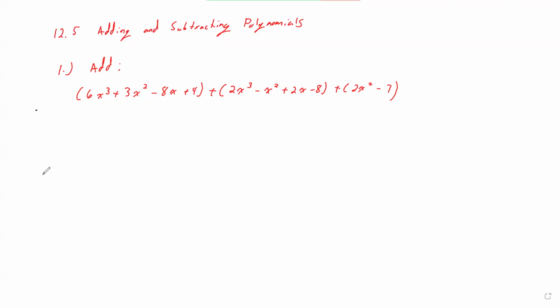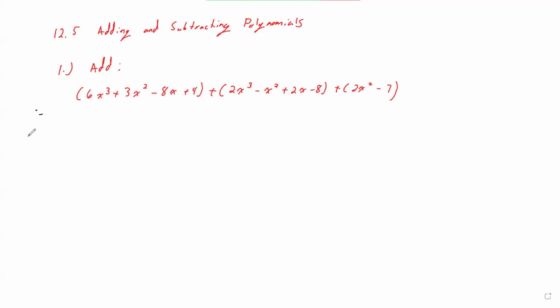Sometimes I have to write bigger. So just like in the previous section, where we at? Right here. 2x cubed minus x squared plus 2x minus 8. And then this is 2x squared minus 7. Oh, you're good.